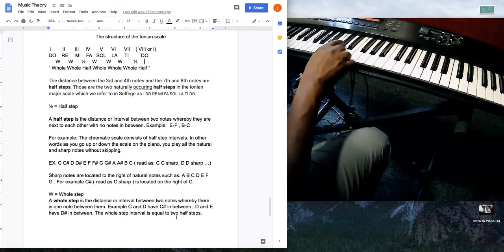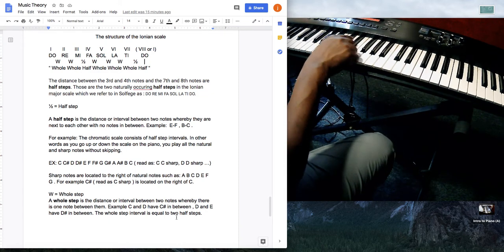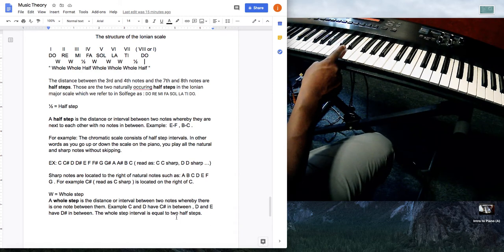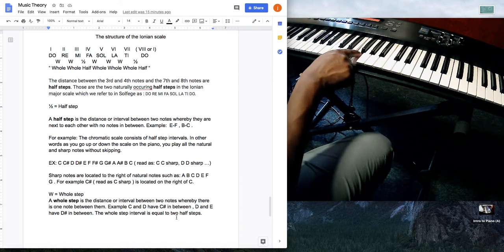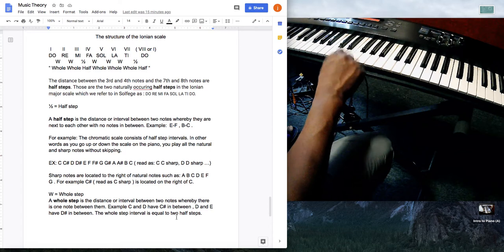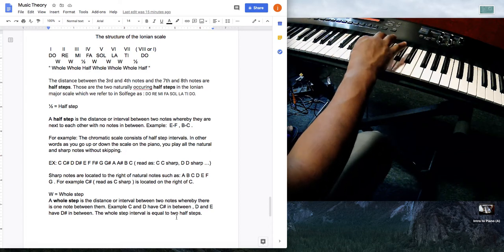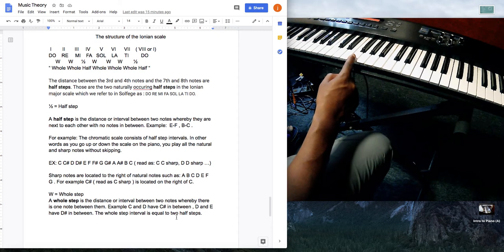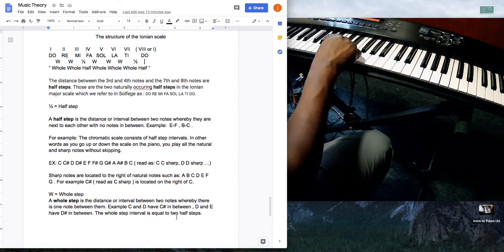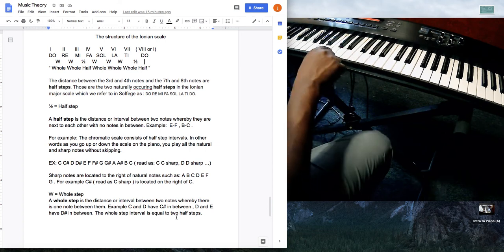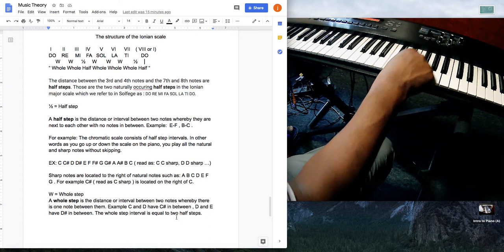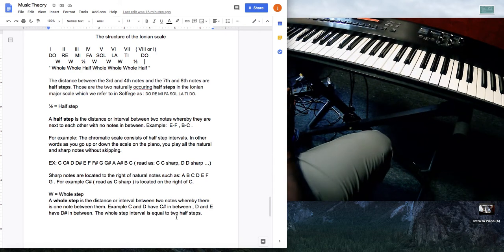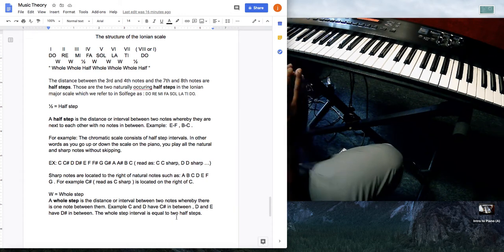By the same token, you could say from C sharp to D sharp is a whole step because there's a note in between them. Right? You could say from D sharp to F is a whole step because there's a note in between them. You could say from E to F sharp is a whole step interval because there's a note in between them. Okay? So half steps you do not skip, but for whole steps you have to skip a note. Okay? Alright. So this is our tutorial on the structure of the Ionian major scale.